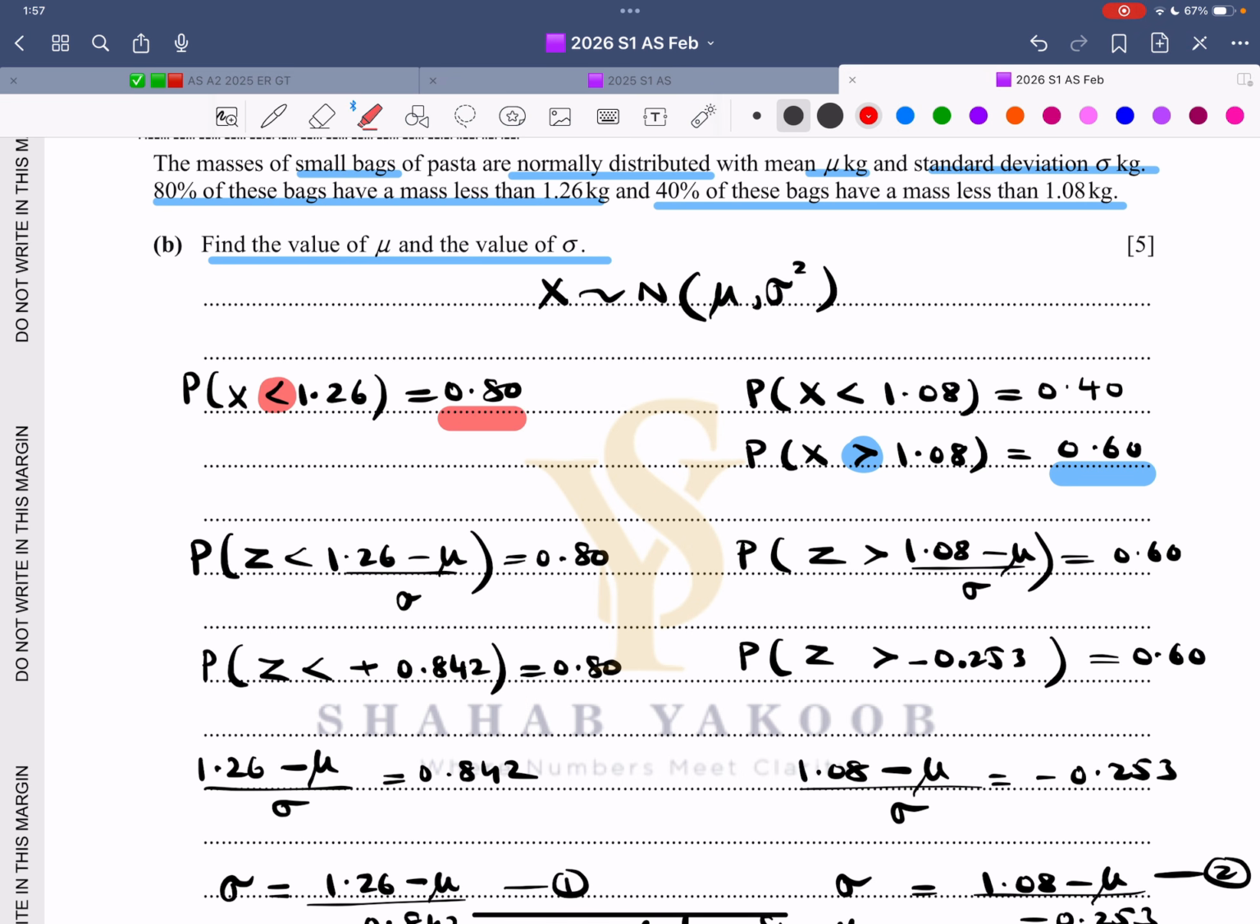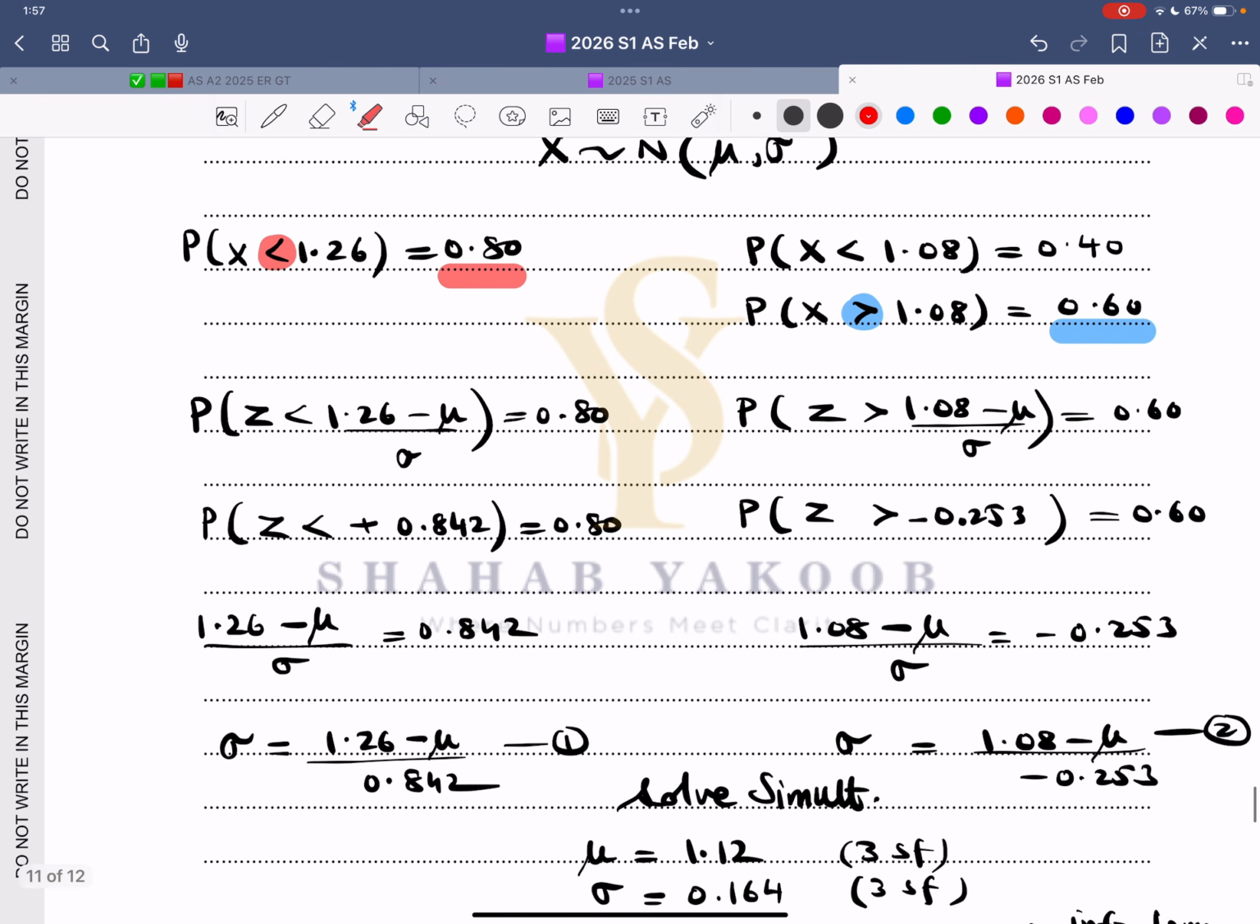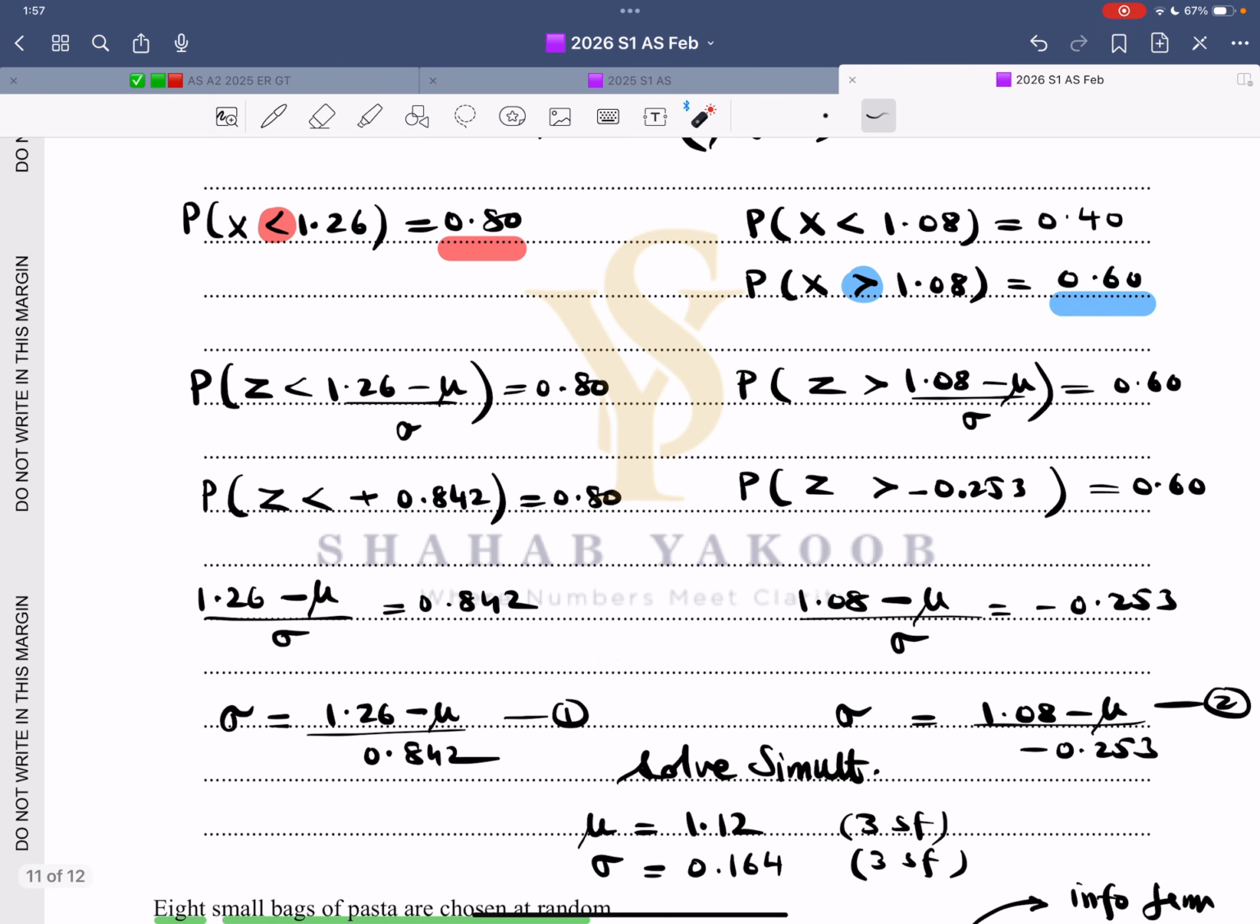So now we can get started with this thing. Standardize. So now we would say Z lesser than 1.26 minus mu over sigma is 80%. For 80%, the corresponding Z value is 0.842. This is positive because there is a lesser sign. This is equation number 1. Z greater than something is 60%. And now you get the value for 60%, but with a negative sign. Why is it negative? Because there is a greater sign. So greater sign is negative and lesser sign is positive. That's a hard and fast rule.